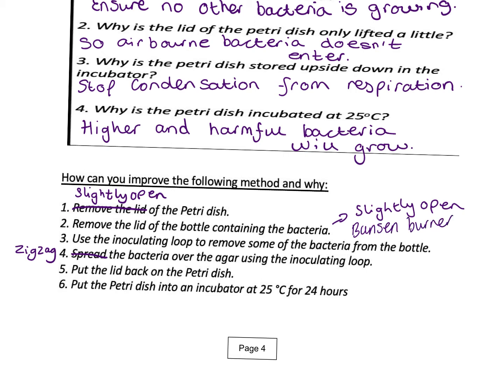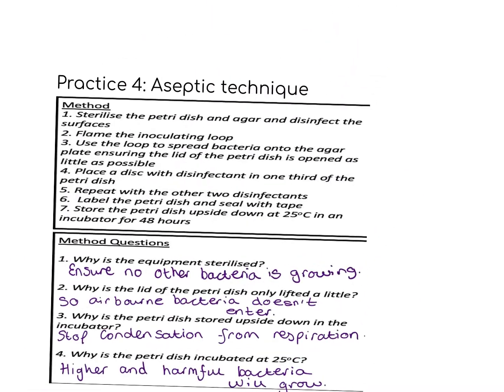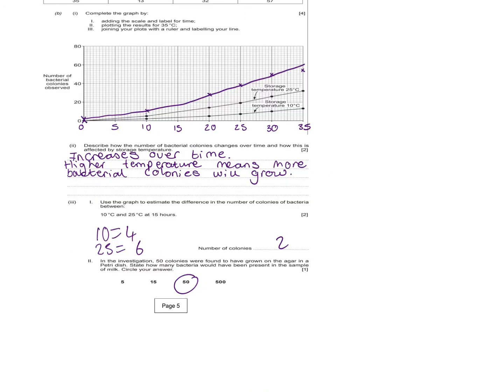Use the inoculating loop to remove some of the bacteria from the bottle. Zigzag to spread the bacteria over the agar plate. Put the lid back on the Petri dish. Put the Petri dish into an incubator at 25 for 24 hours. You could have put 48 hours there. It's all about ensuring that it's really nice and clean and nothing can affect the growing bacteria.